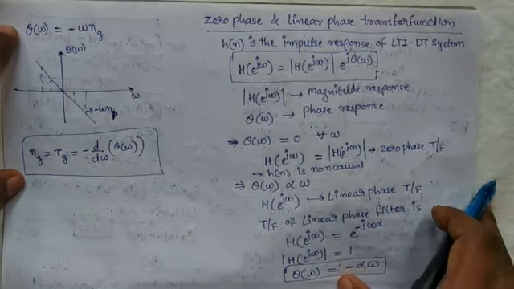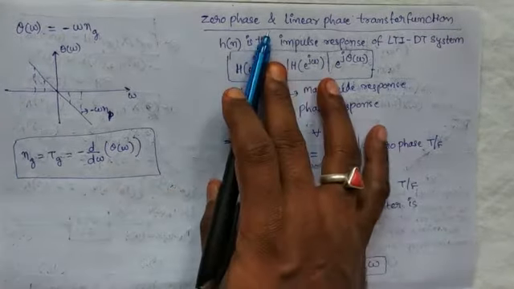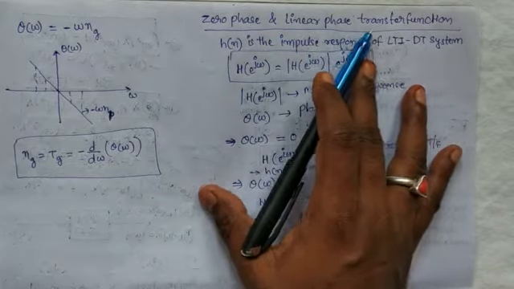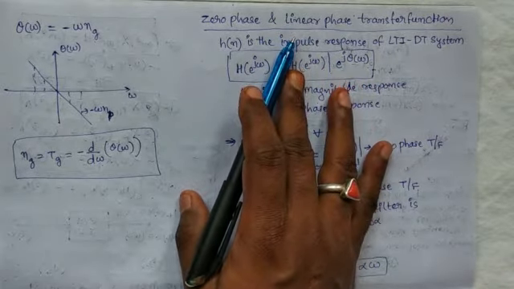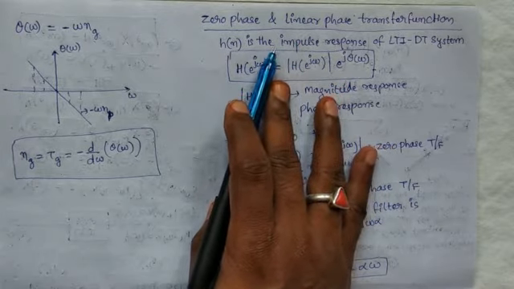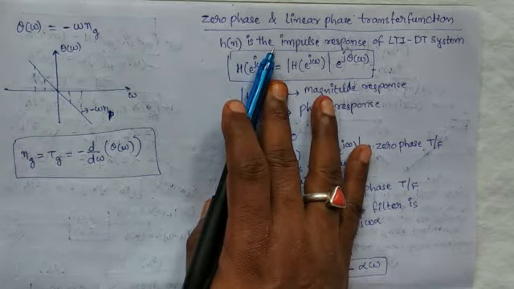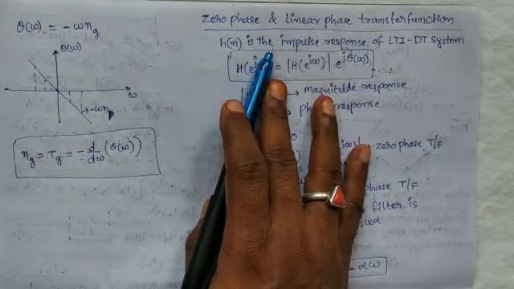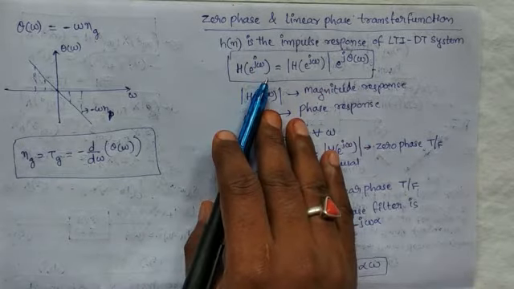Here we are observing zero phase and linear phase transfer functions. Let me consider an LTI discrete time system whose impulse response is h of n. Now we are expressing the system in terms of its frequency response. The frequency response of a discrete time system is represented as h of e power j omega.